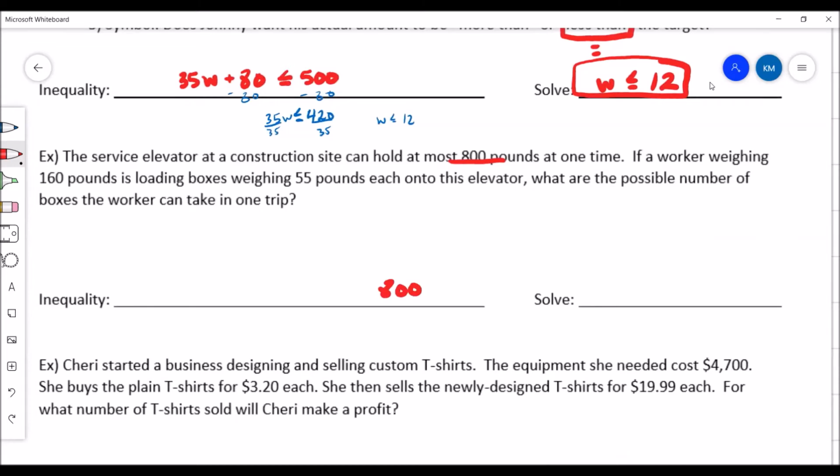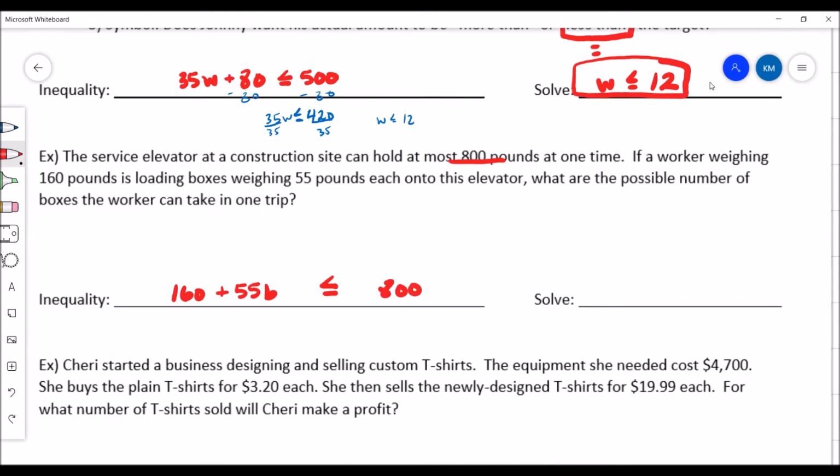Now we have to talk about how much we weigh getting on here. So the person weighs 160 pounds, that doesn't change. It's just one guy. And then each box weighs 55 pounds each. Now as we think about our inequality sign, which side do we want to be heavier? The limit on the elevator or the stuff we're putting on the elevator? Any elevator that I want to be on, I hope that the limit is heavier than the things that I bring onto it. So here's our inequality.